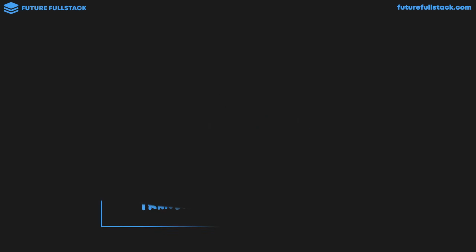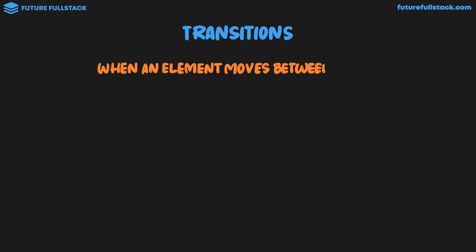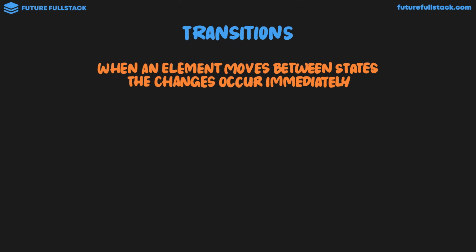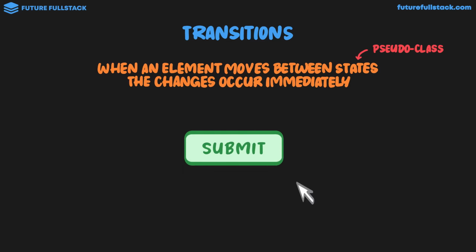So before we start discussing transitions, I want to discuss how things work when we don't have transitions. When an element moves between states, the changes occur immediately. We're talking about between states here, so we're thinking about pseudo-classes. As an example of this, if we have a button and our cursor, and on the button, we have a pseudo-class for the hover state to make it change color, this is what would happen. As soon as our cursor hovers over the button, it changes color immediately. Let's go play around with this inside VS Code.